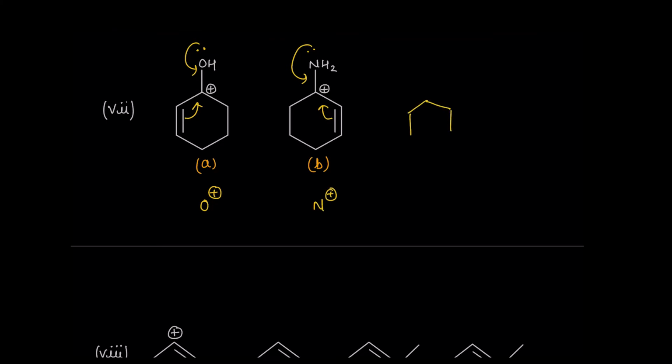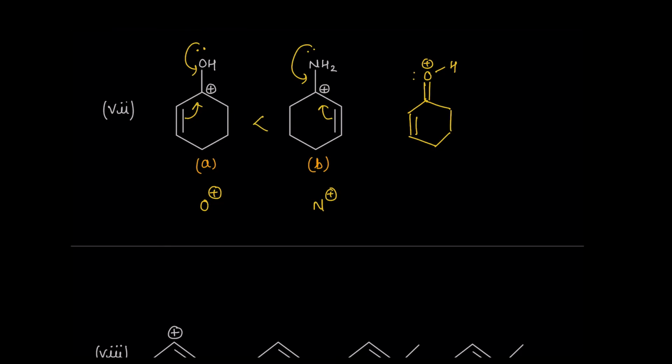I'll just give you an example. If I draw the resonating structure of A, I'll be getting this. Okay. So oxygen has a plus charge. Similarly, nitrogen will also have a plus charge when you draw the resonating structure of B. So when we compare the stability of a compound having a positive charge on oxygen and nitrogen, always nitrogen would be more stable because it is less electronegative as compared to oxygen. So we can say that B is more stable as compared to A.